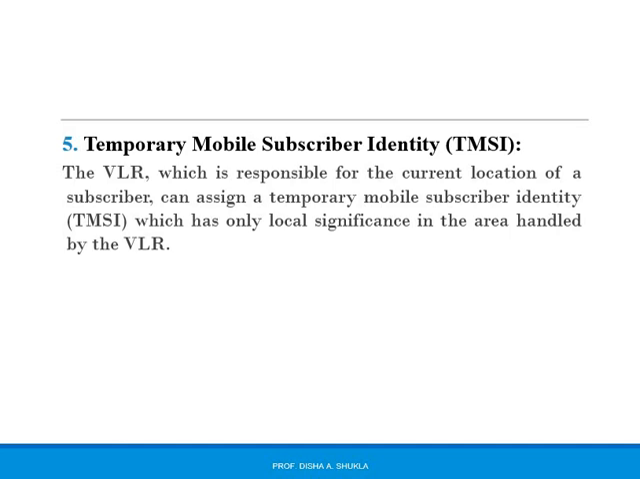These are the different types of addresses and identifiers that are used along with GSM. The first one was IMEI, then IMSI, then MSISDN, the fourth one was MSRN, and the fifth is the TMSI. This is an important question, as I already told you.